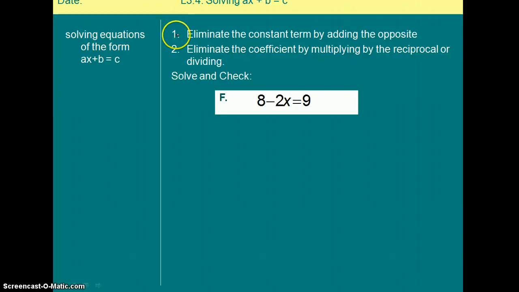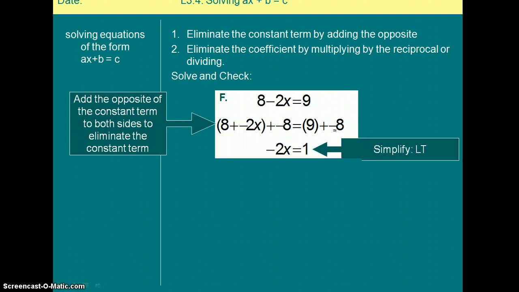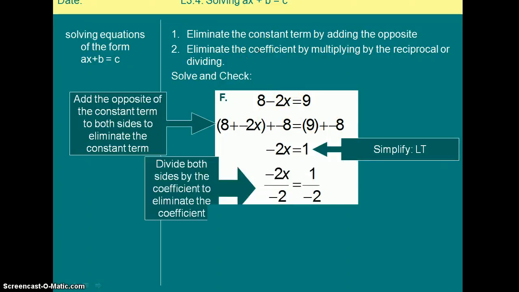Step 1 here, eliminate the constant term by adding the opposite. Here our constant is an 8, so we will begin by adding negative 8 to both sides. If we combine like terms on each side of the equation, this will result in negative 2x equals 1. From here, we'll work on step 2, eliminating the coefficient by multiplying by the reciprocal, or in this case, dividing.